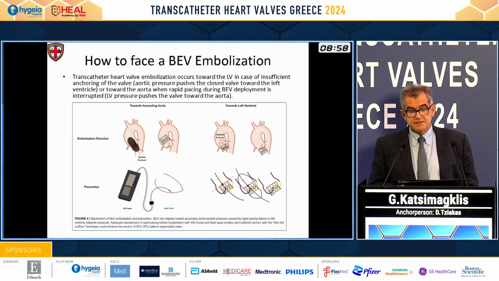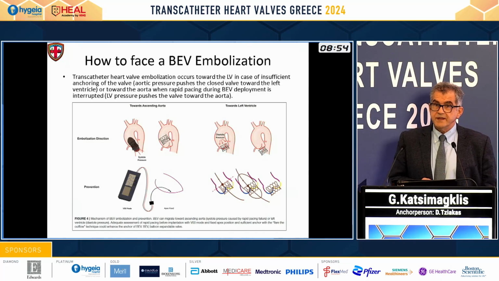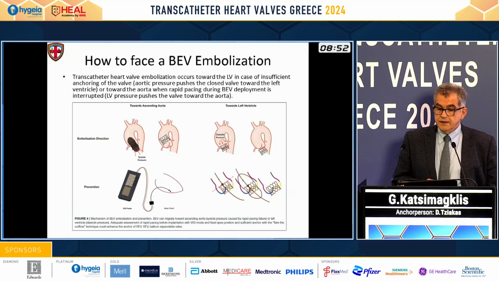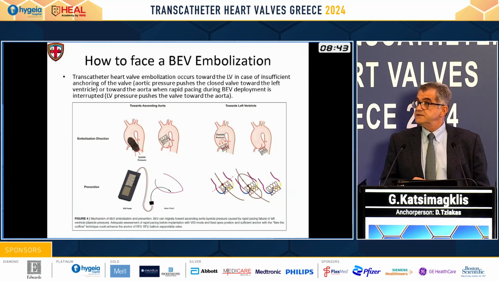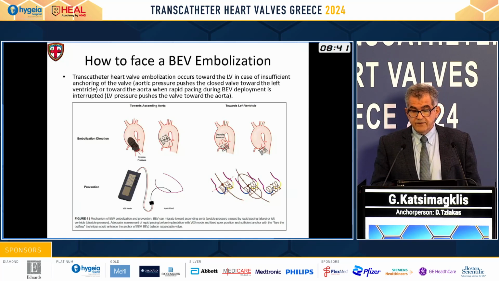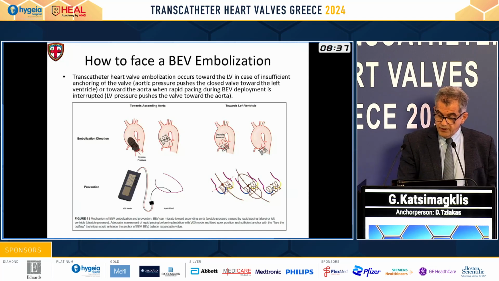Now, when a balloon expanding valve is embolized in the aorta, the main reason is interruption of the rapid pacing. When the valve embolizes into the left ventricle, it is because there was not sufficient anchoring of the valve, and during the post-dilatation, the valve embolized in the left ventricle.